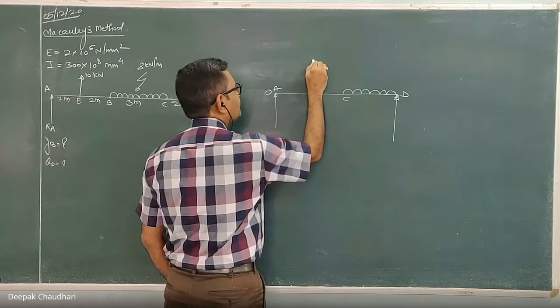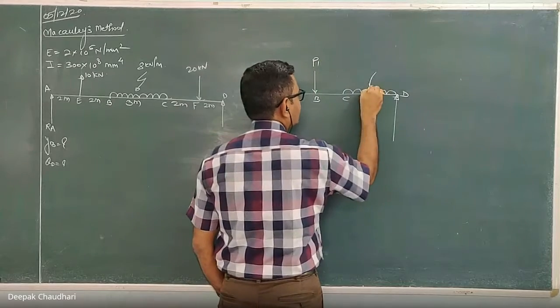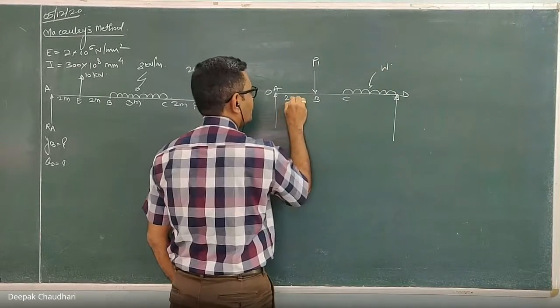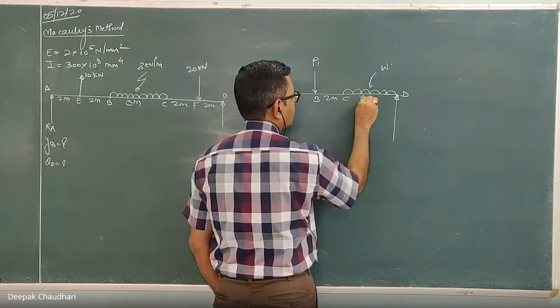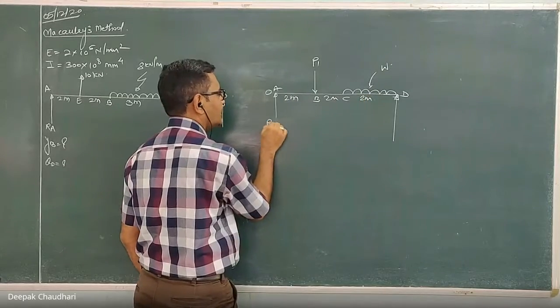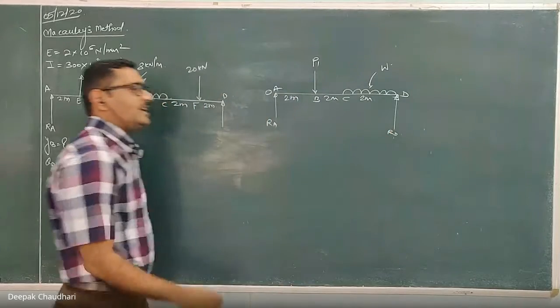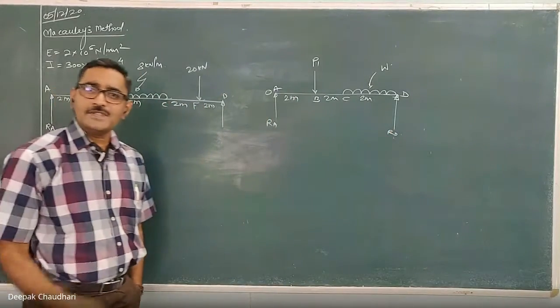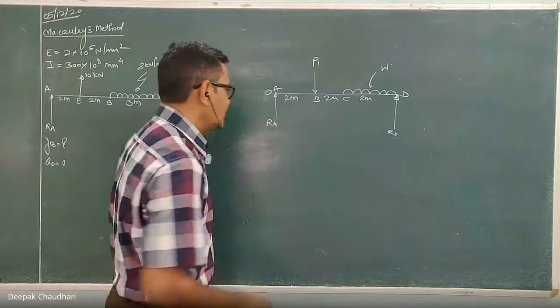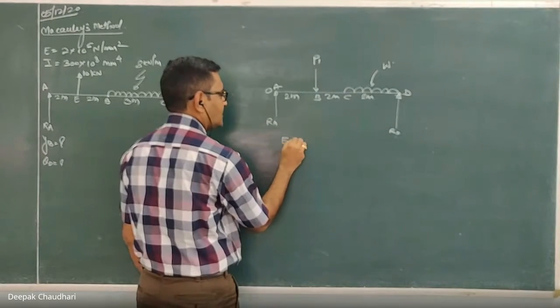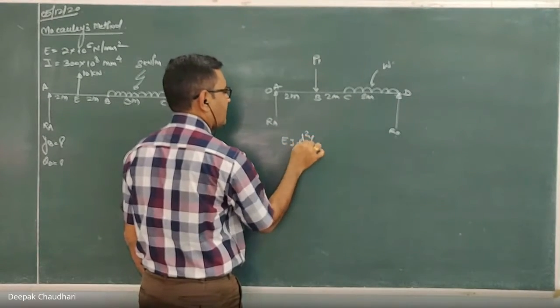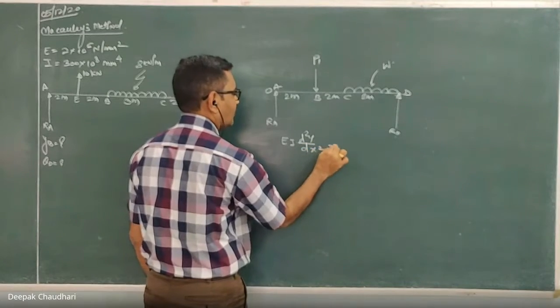Let this force be P1, let this intensity be W, let these be 2 meter, 2 meter and 2 meter. Let this be RA and this be RD. Now, if I want to write down the general differential equation of the slope and deflection, then the equation is EI into d square y upon dx square equal to M.